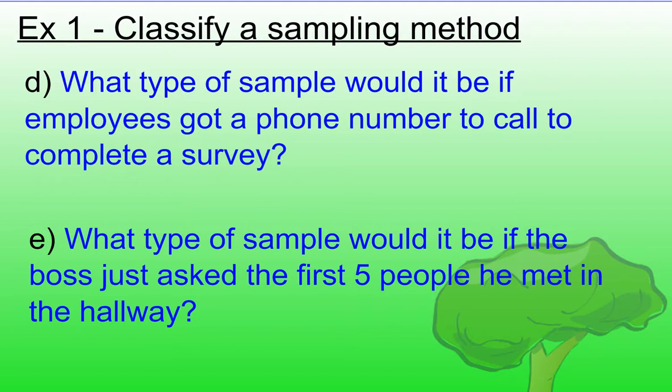So that would be a random sample. Okay. These two I'd like you to try on your own. So if you need to, go back up and look at our definitions of what the different types of samples were. So letter D says, what type of sample would it be if employees got a phone number to call to complete a survey? And letter E, what type of sample would it be if the boss just asked the first 5 people he met in the hallway? Go ahead and try to find out what type of sampling methods are being used here.